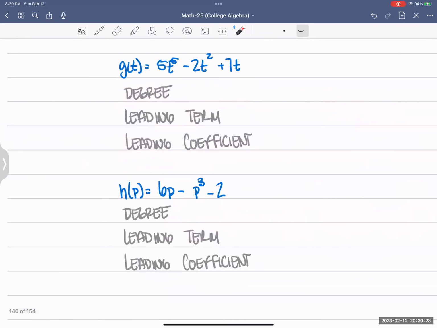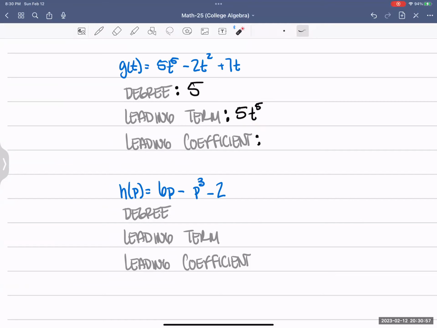Okay, g of x. Starting off with our leading term, we're going to look for the one with the highest degree. Highest degree, t to the power 5. Oh, that's a pretty good one. t to the power 2. Next, t to the power 1. Nope, it looks like this one here is going to be our leading term, the one with the highest degree, 5t to the power 5. From here, we can tell what our degree is. t to the power 5, so we have degree 5.